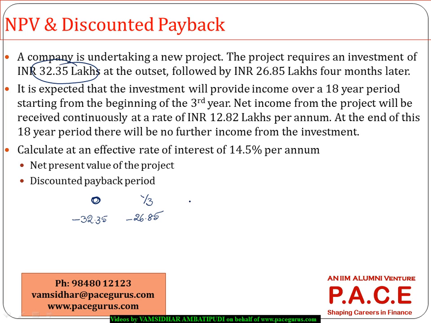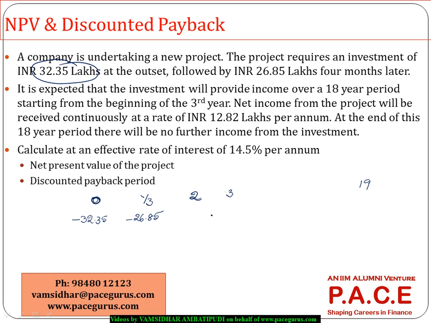It is expected that the investment will provide income over an 18-year period, starting from the beginning of the third year. Beginning of the third year is nothing but the end of the second year. So to maintain consistency, we can take the beginning of the third year as the second year ending, because all these are expressed at the end of the period. So at the end of the second, the end of the third, and like that up to the end of the 19th year, which is a total of 18 years. So over a period of 18 years I am getting income at the end of second, third, fourth, fifth, sixth, seventh, eighth, ninth, and up to the 19th period.